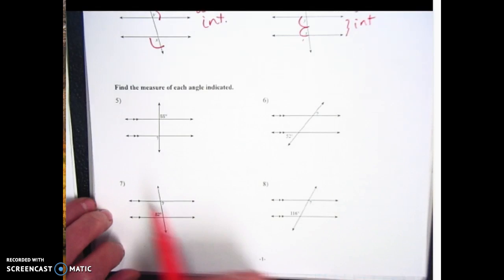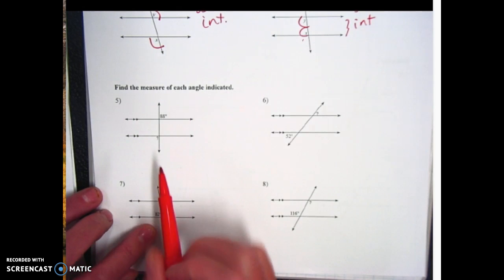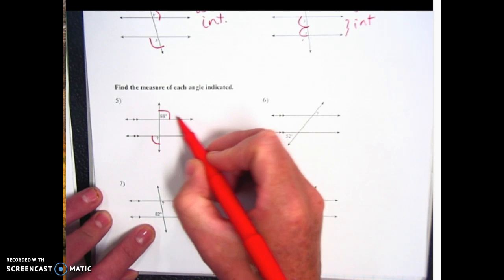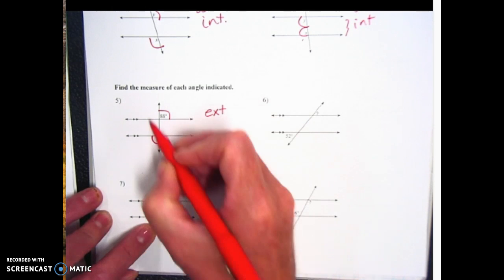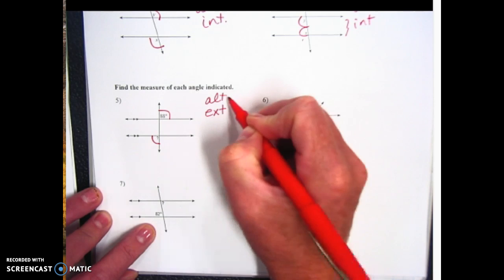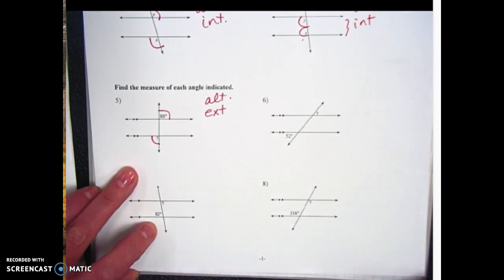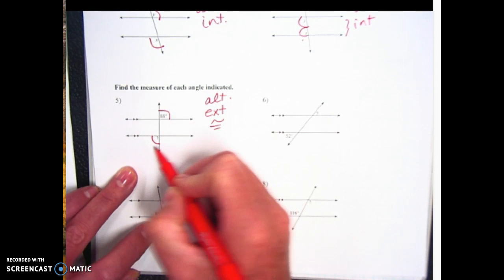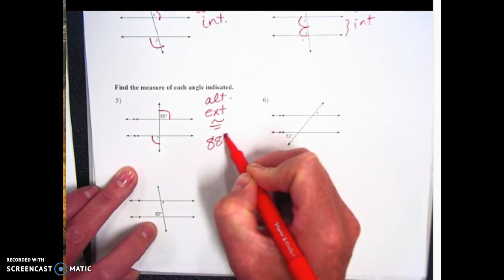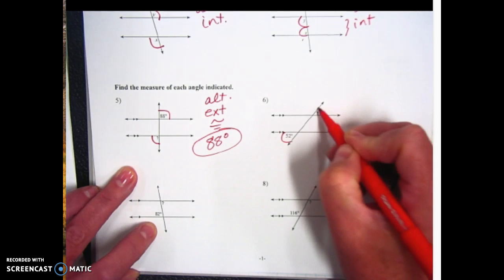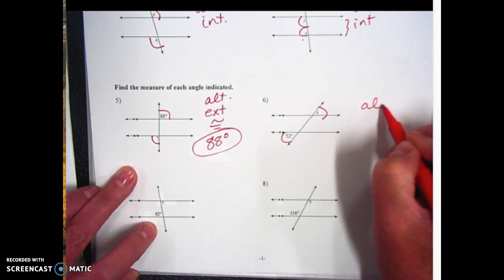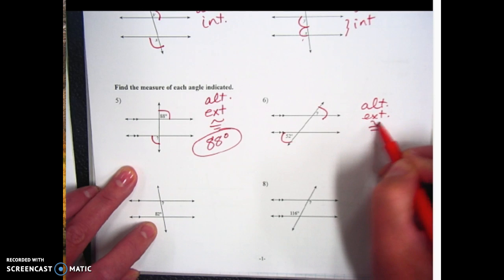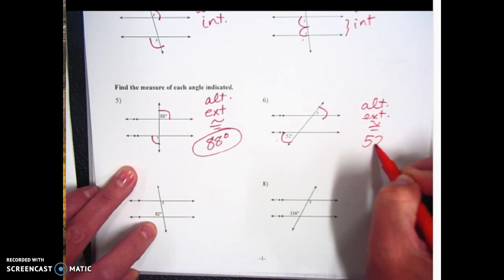Numbers 5 through 8, the directions say, find the measure of each angle indicated. So if you mark the two angles, you're going to see that they are exterior and they're on alternate sides. So those two should be congruent. So if this one's 88, this one's also going to be 88. Mark your two angles. They are alternate exterior again, which means they should be congruent. So if this one's 52, this one should be 52.